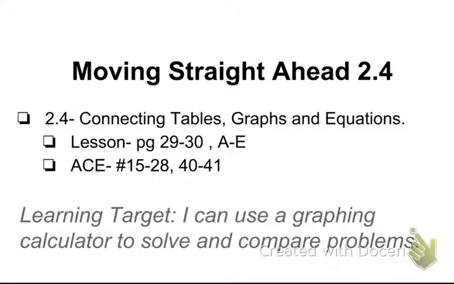Alright, ladies and gentlemen, today's lesson is Moving Straight Ahead, 2.4. 2.4 is talking about connecting tables, graphs, and equations. It's basically expanding on this idea that we can connect an equation, a linear equation specifically, to a particular graph, take that graph and make a table, or take the table and make a graph, or take that graph and make an equation. Basically, we can switch between any of these three things at any time.